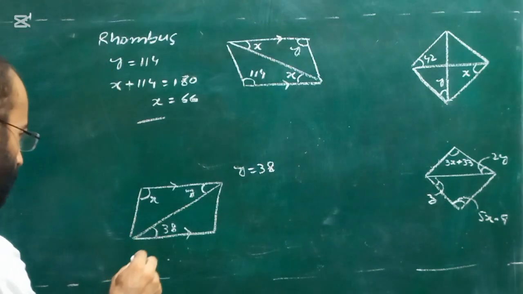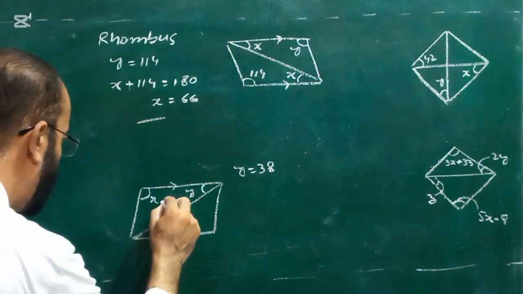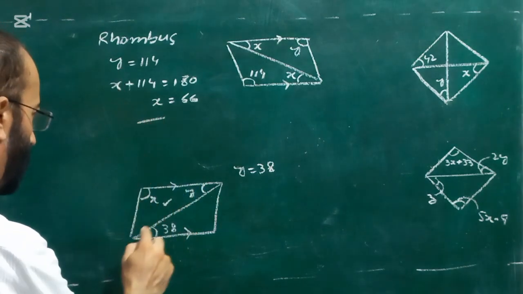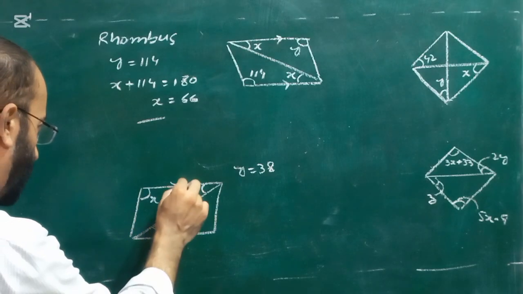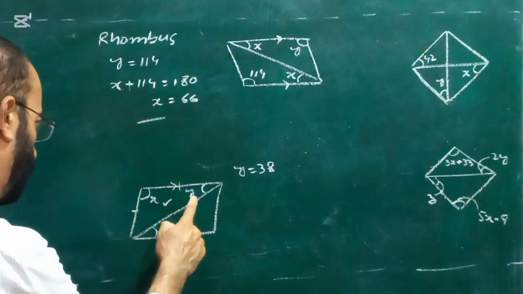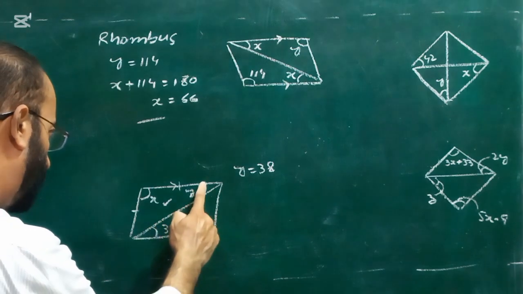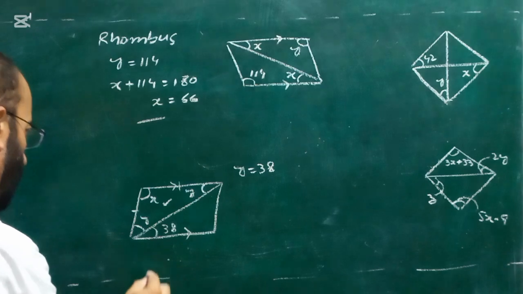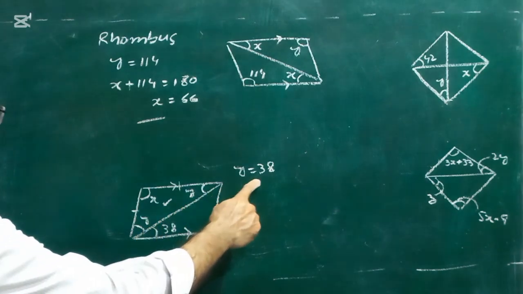So now look, this triangle, because in a rhombus all sides are equal, it means this side will be equal to this side. So two sides are equal, their base angles will be equal. So if this is y, this will also be y. So it means y is 38.